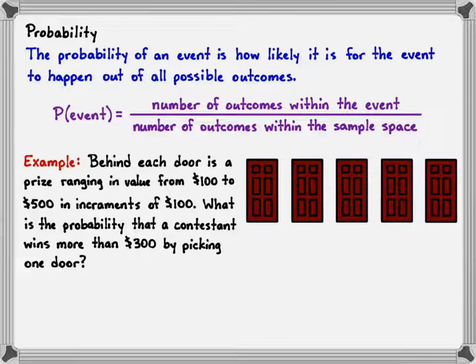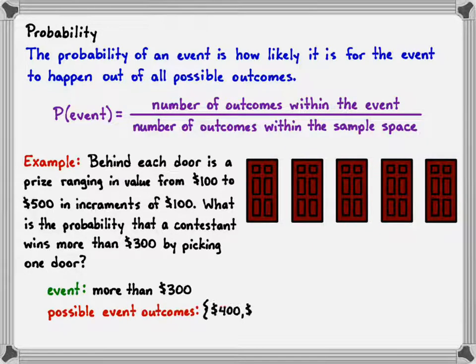Well, if we're going to write it in this form, we'd say P of more than $300 equals, but from here let's list out the things that are in the event space, the things that I want to have happen. So I want to get more than $300. Well, the 2 options here are $400 and $500. So the possible event outcomes are $400 and $500. Notice I write it in set notation.